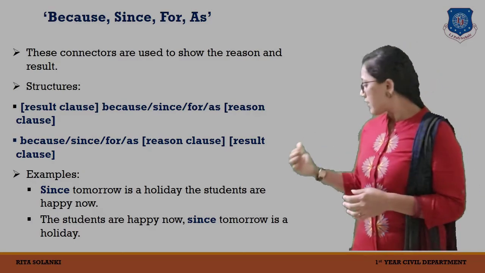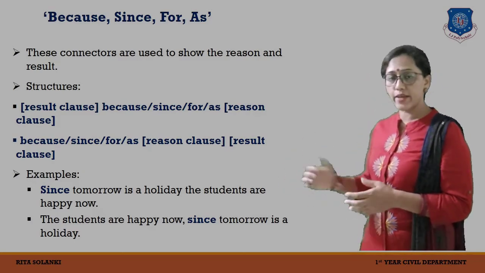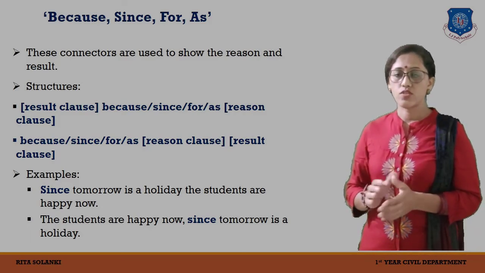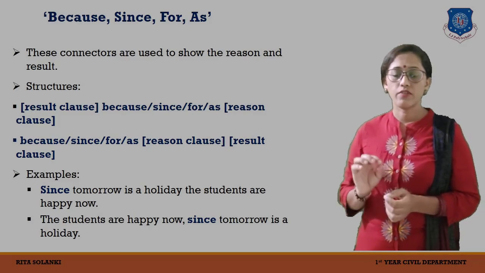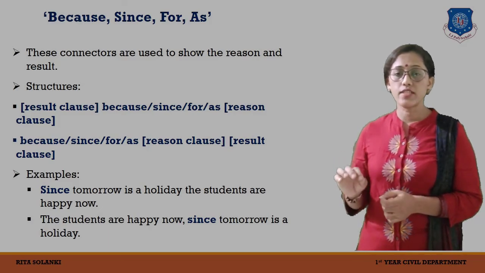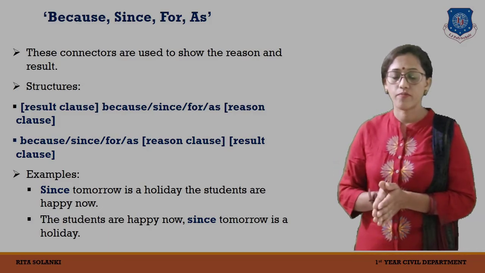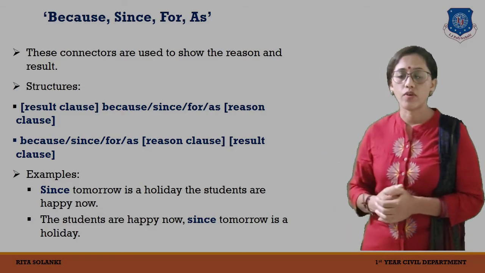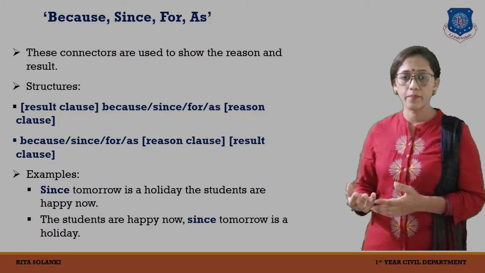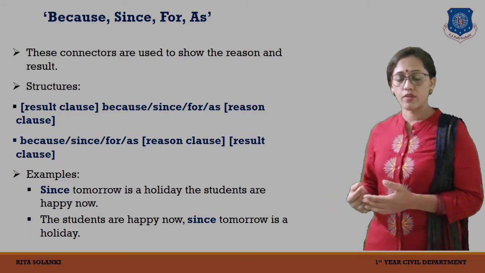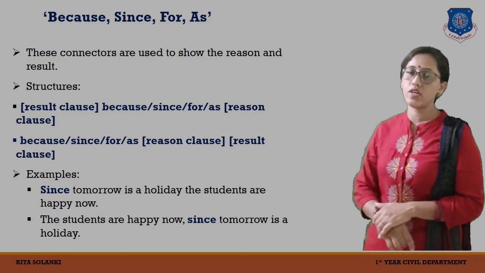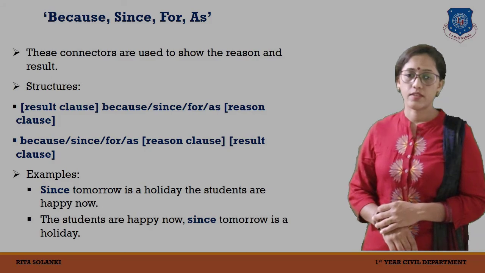First sentence, since tomorrow is a holiday, the students are happy now. So here, since is our connector which has come in the beginning of the sentence. Since tomorrow is a holiday, that is the reason. The students are happy now. So what is the result of tomorrow's holiday? The students are happy now. So connector is in the beginning of the sentence, reason is next, and last is our result clause.